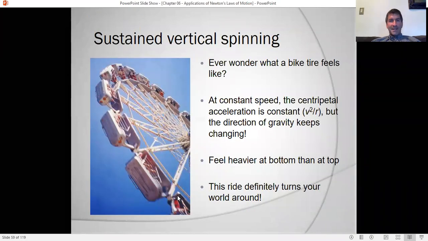And again, ever wonder what a bicycle tire feels like? Well, go on one of these rides. If we take a look at this, we can see that the force here is toward the center. So there's your centripetal force. When you're at the top here and gravity's working with the centripetal force, you feel lighter. When you're at the bottom, I can't show a bottom, the centripetal force is working against gravity and you feel much heavier. So a little amusement park physics here to show you how this works.